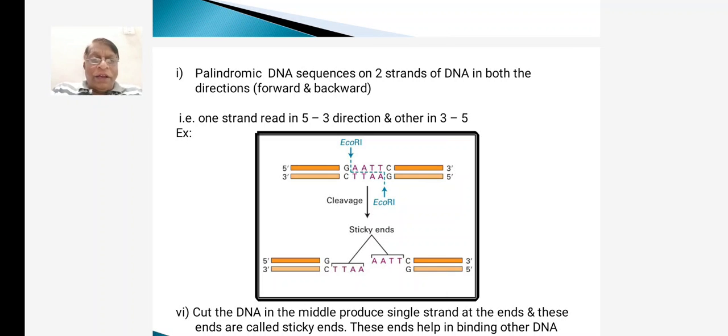For example, it is just like reading the word madam from left to right: madam. The word, if you read from right to left, is also madam.